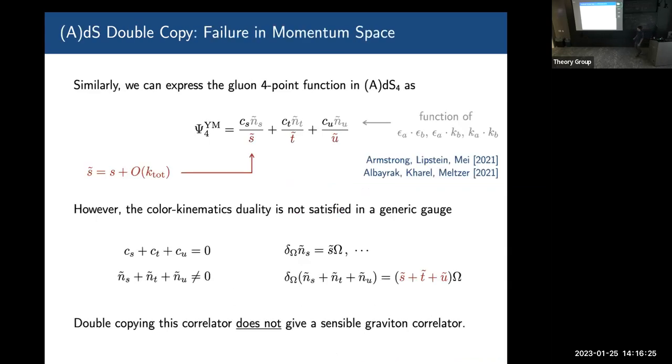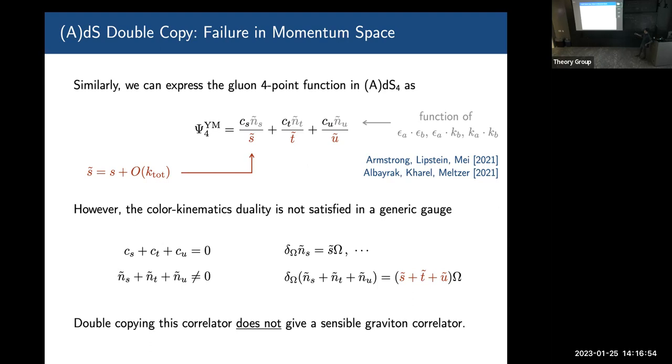Okay. So now what we want to do is to basically look for the generalization of this double copy in AdS and dS. So let's take a look at how things work in momentum space representation first. It turns out that you can also similarly write this gluon 4-point amplitude correlator in this particular way. So here things are also split into different channels.